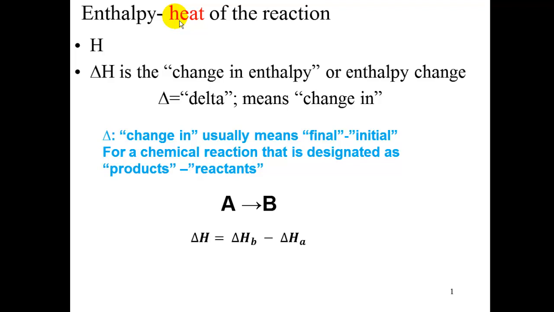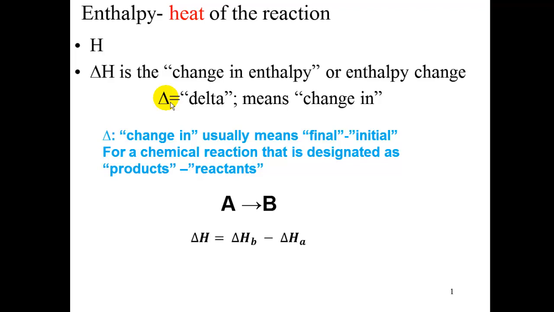But we can determine if a reaction gives off heat or a reaction requires heat. And that designation is given by this term enthalpy, which is symbolized by H. But we don't concern ourselves with H. We really concern ourselves with delta H. So this delta means a change in. And typically delta is final minus initial, so the final state minus the initial state.